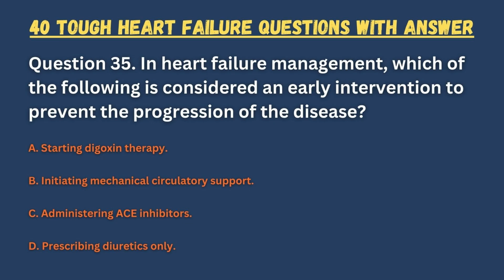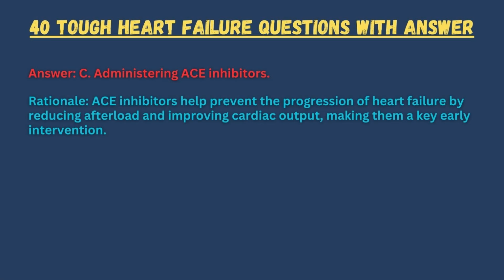Question 35. In heart failure management, which of the following is considered an early intervention to prevent the progression of the disease? A. Starting digoxin therapy. B. Initiating mechanical circulatory support. C. Administering ACE inhibitors. D. Prescribing diuretics only. Answer: C. Administering ACE inhibitors. Rationale: ACE inhibitors help prevent the progression of heart failure by reducing afterload and improving cardiac output, making them a key early intervention.